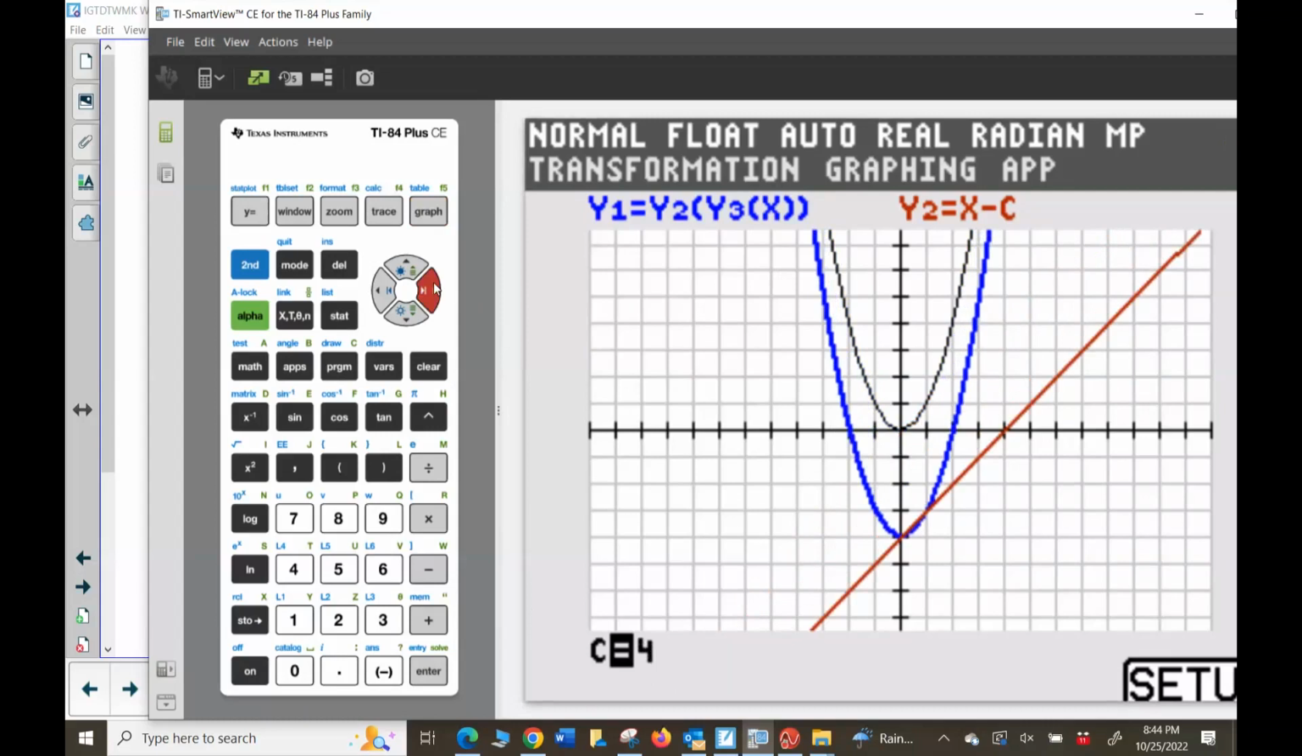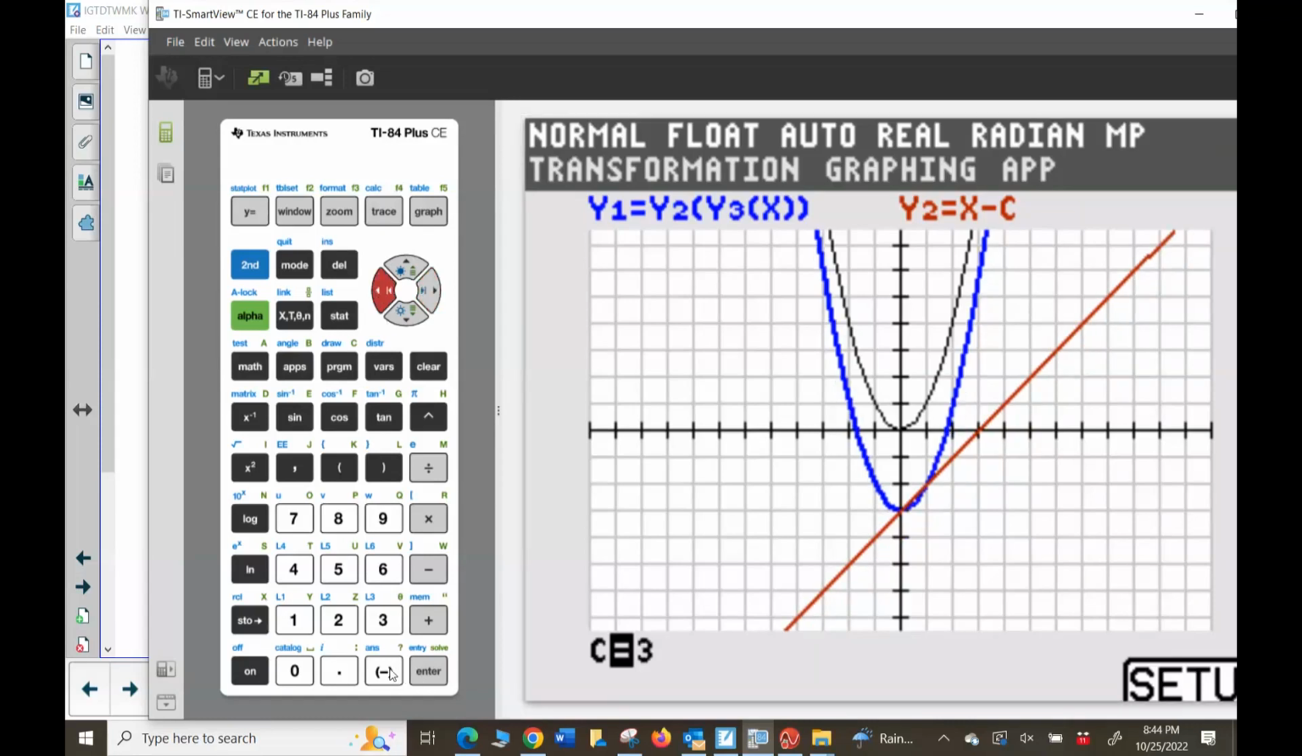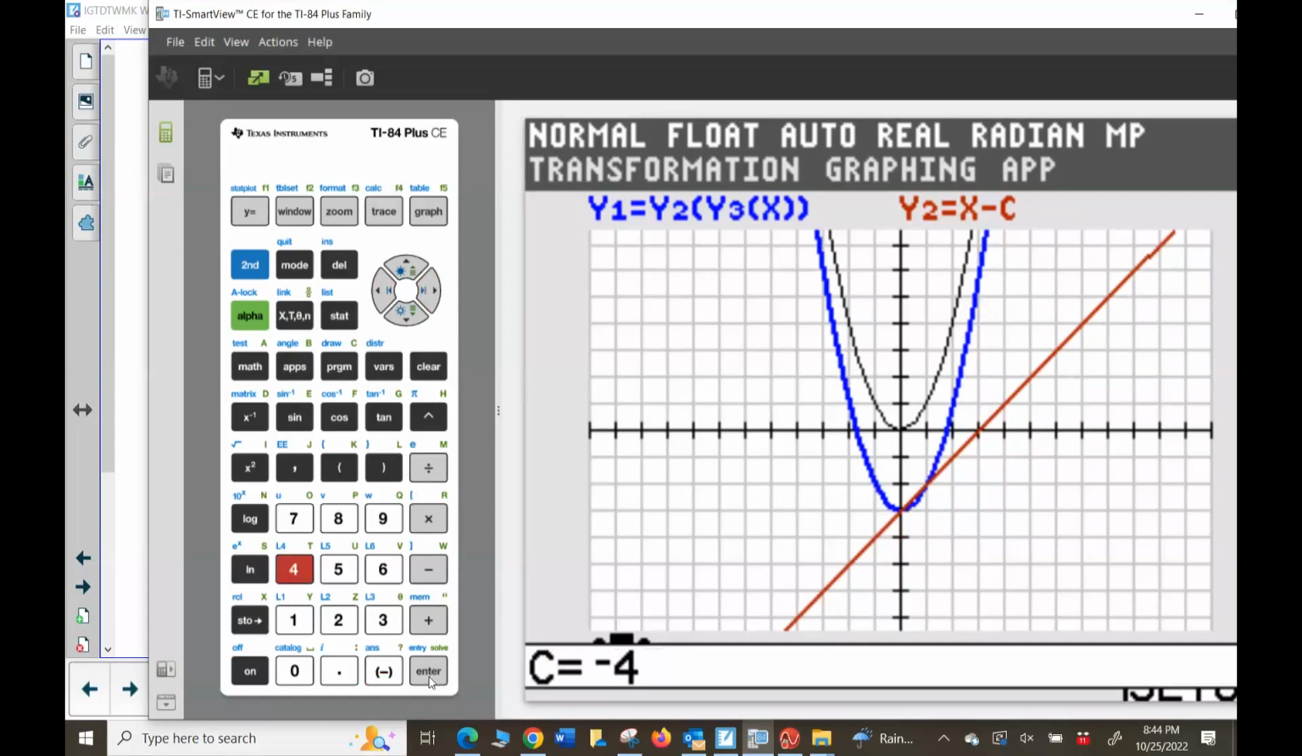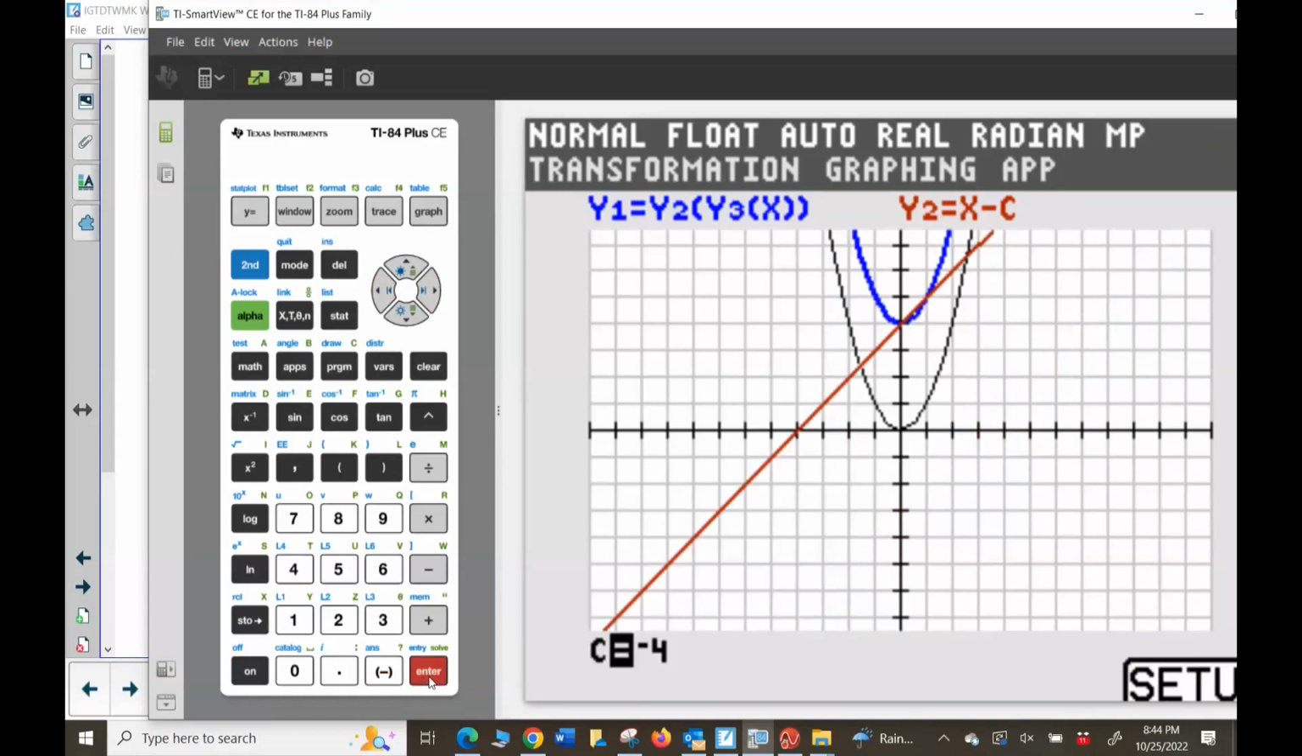So somebody says, is that a slider? Yes, sliders are in the transformation app. Okay. By the way, if you're in a hurry, if I go to the left, it'll make it smaller, right? If I'm in a hurry and say I'd like to go to -4, I just type in the value that I want for C, press enter, and it'll take me there.